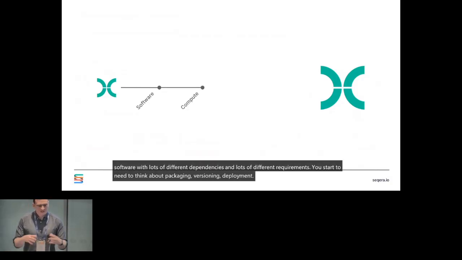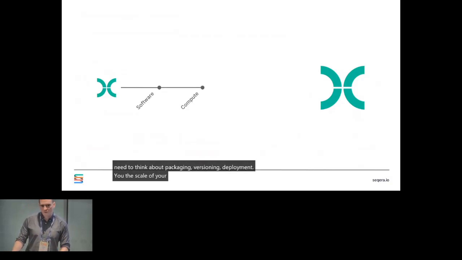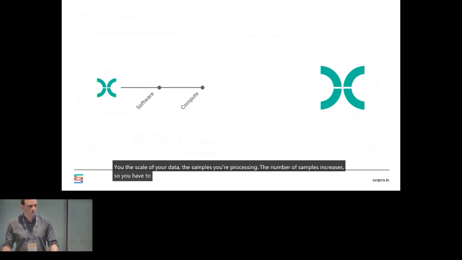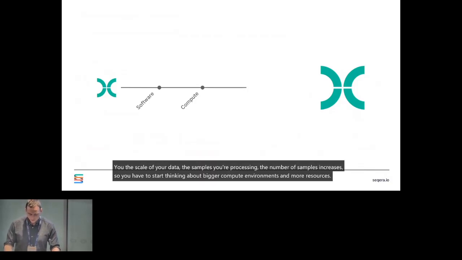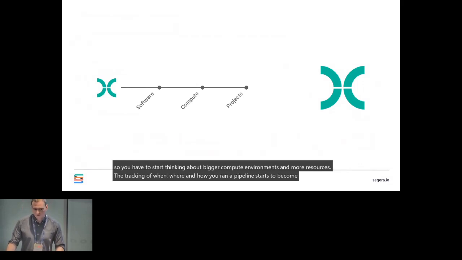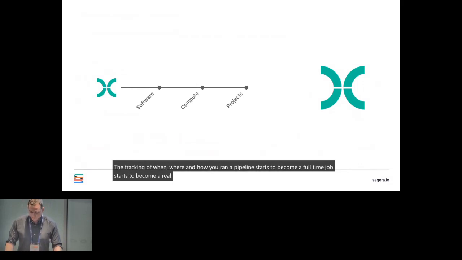The scale of your data, the number of samples you're processing, increases. So you have to start thinking about bigger compute environments and more resources. The tracking of when, where, and how you ran a pipeline starts to become a full-time job, a real challenge, especially when that pipeline is now used in multiple different contexts.